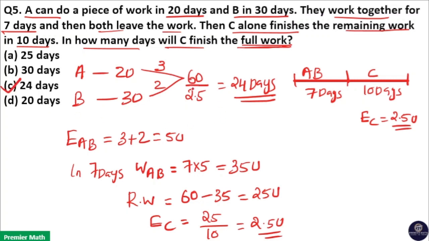Total work is 60 unit and efficiency of C is 2.5 unit. That is, C can finish 2.5 unit of work in one day. So 60 unit of work will finish in 60 by 2.5, which is equal to 24 days. So option C is your answer.